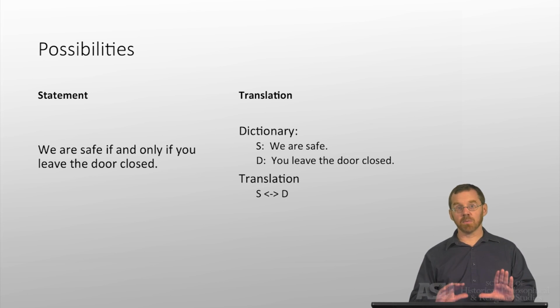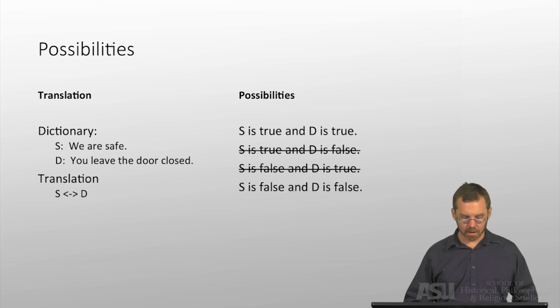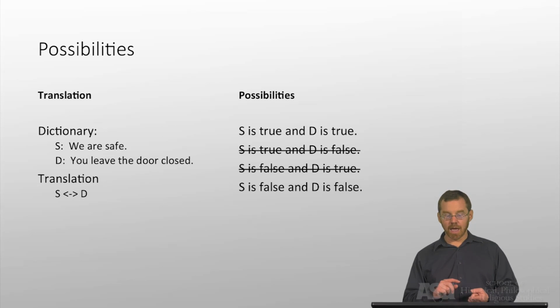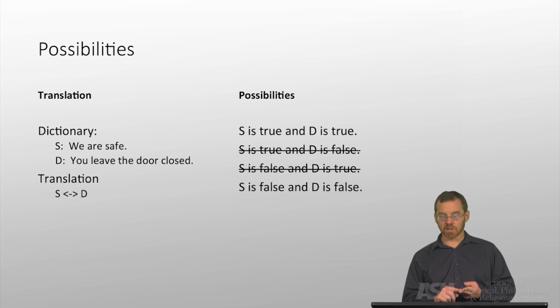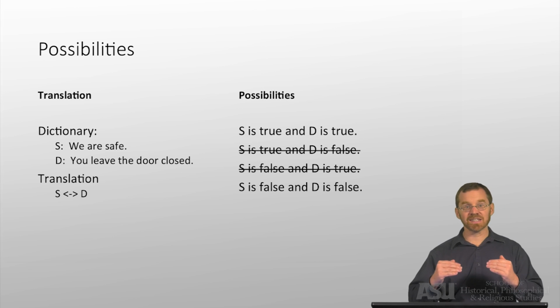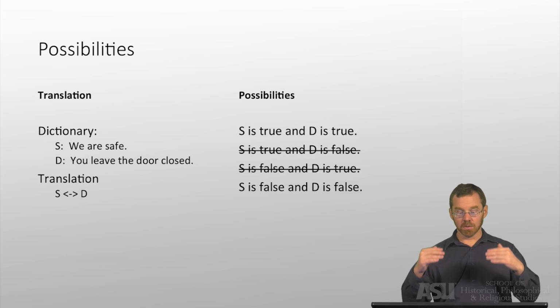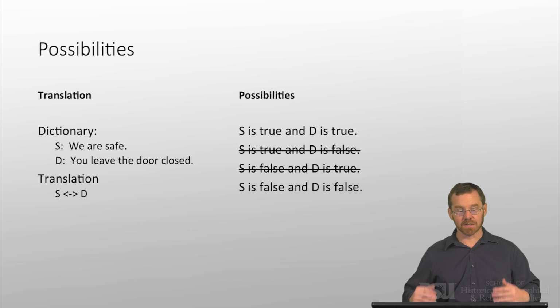Remember, connectives express a truth function, and a truth function is a claim about which combinations of true and false sentences are possible and which ones are eliminated. The biconditional will eliminate the following: S is true and D is false; S is false and D is true. It leaves open the possibilities that S is true and D is true, or S is false and D is false. So it's saying the two sentences can't differ about whether they're true or false. They have to be the same, which leaves two possibilities open and eliminates the others.